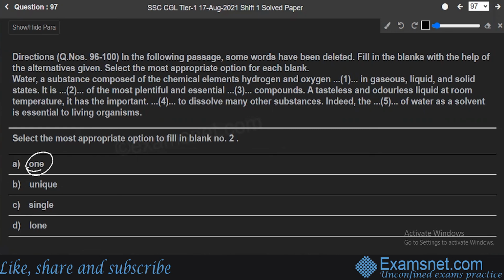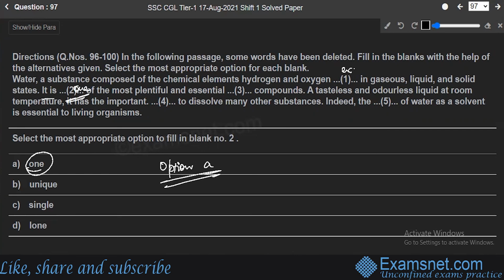Here, one of the is a bare. The phrase one of the most may be justified as referring to most of the things. But here, in this one, it is one of the most. It can't be unique of the most, it can't be single of the most, it can't be lone of the most, it can be only one of the most. So option A is the correct answer to the question. Next is question number, so here you will have one.